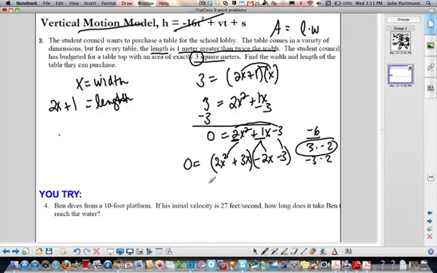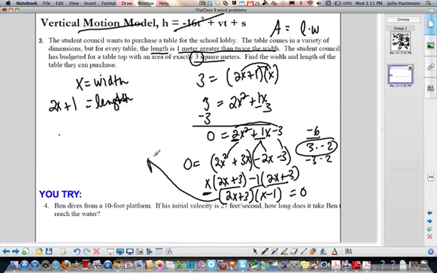Okay, in the front grouping, you can take out an x. You're left with 2x plus 3. In the second grouping, you can take out a negative 1. Negative 2 divided by negative 1 is 2x, and negative 3 divided by negative 1 is plus 3. So from there, you can take out a 2x plus 3, and you are left with x minus 1. Set them both equal to 0. I'm going to take that over here. So we have 2x plus 3 equals 0, and x minus 1 equals 0.